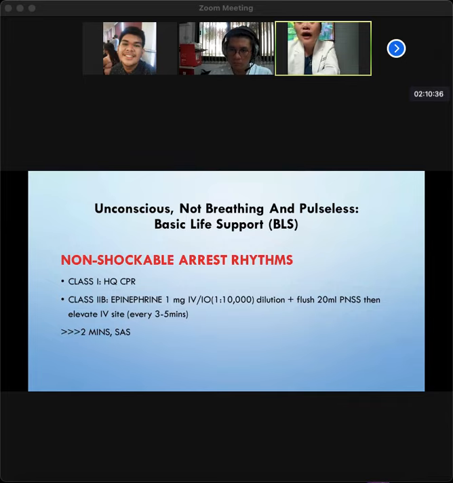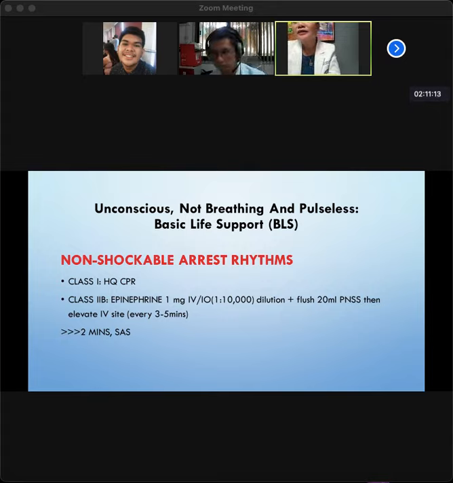You just do your high-quality CPR, and then while you are giving your high-quality CPR, you can give your epinephrine, the same dose, 1 milligram IV or intraosseous, and then flush with 20 ml plain NSS, and then elevate the IV site, and then you can give every 3 to 5 minutes. So after 2 minutes of your CPR, then you can stop, assess, and switch roles. And then after that, CPR again, kung still non-shockable. Okay?